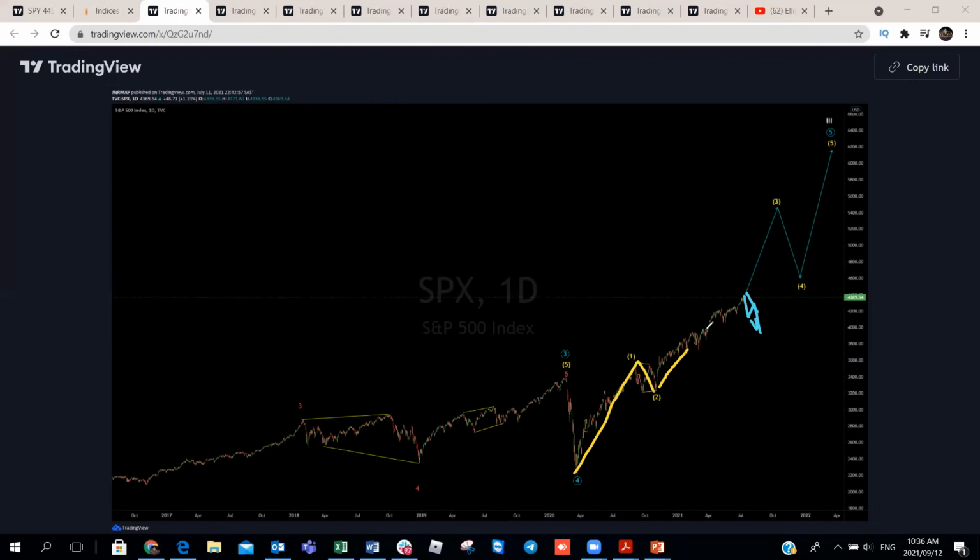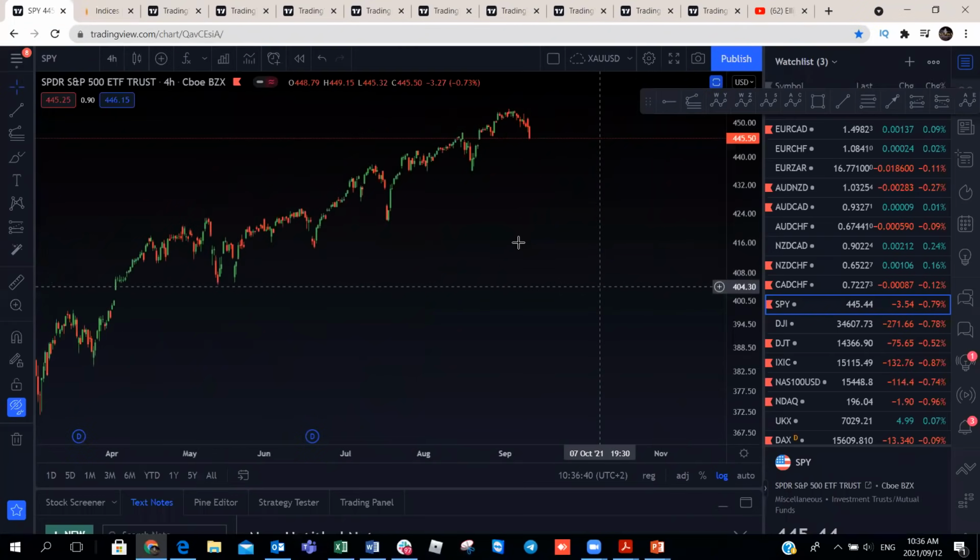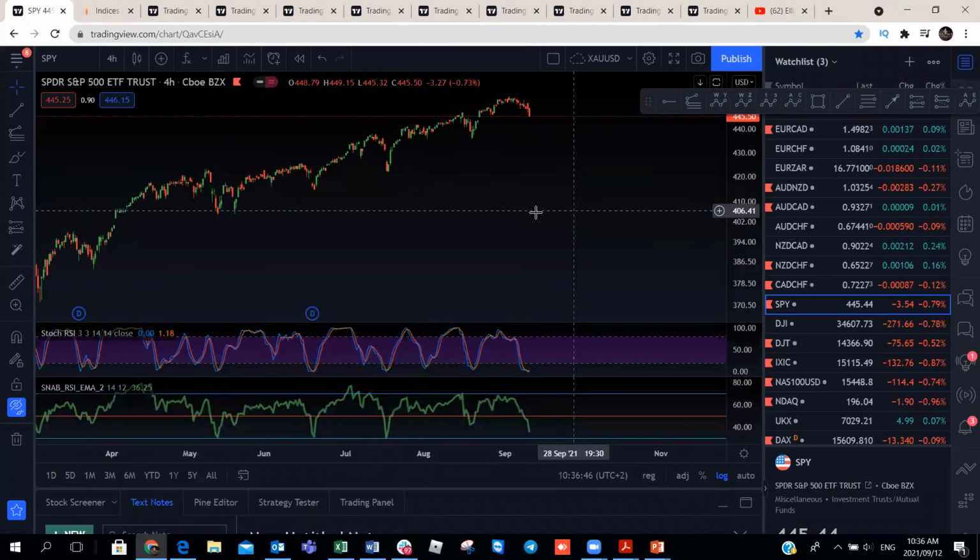1, 2, 3, 4, and then a 5. Okay, so let's go look at that structure. Now, looking at that structure on the S&P 500, we are getting a pullback. Looks like we're going to get a deeper one here. There's very strong divergence on the RSI, right?